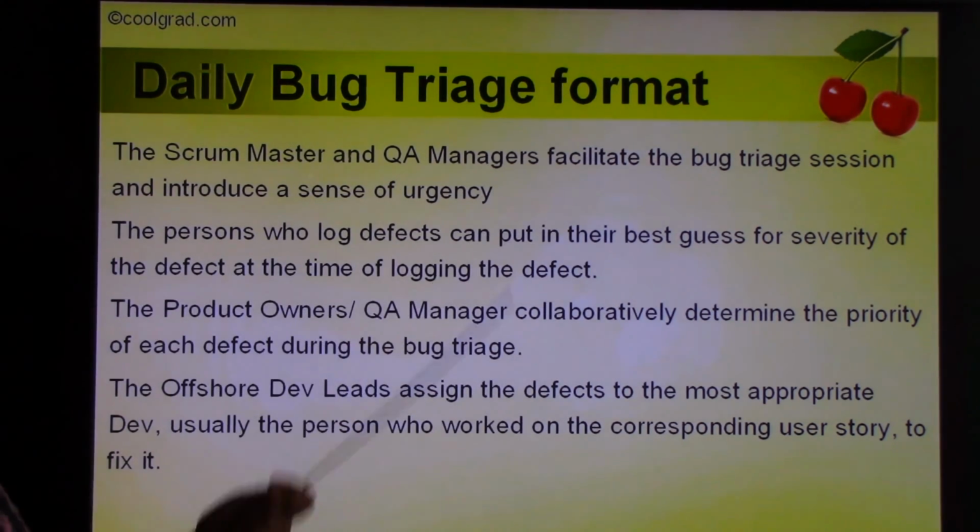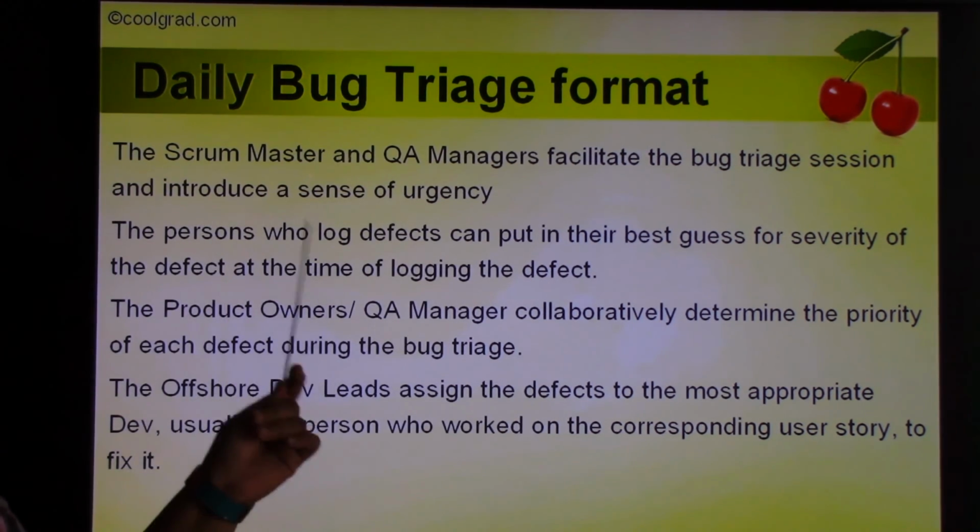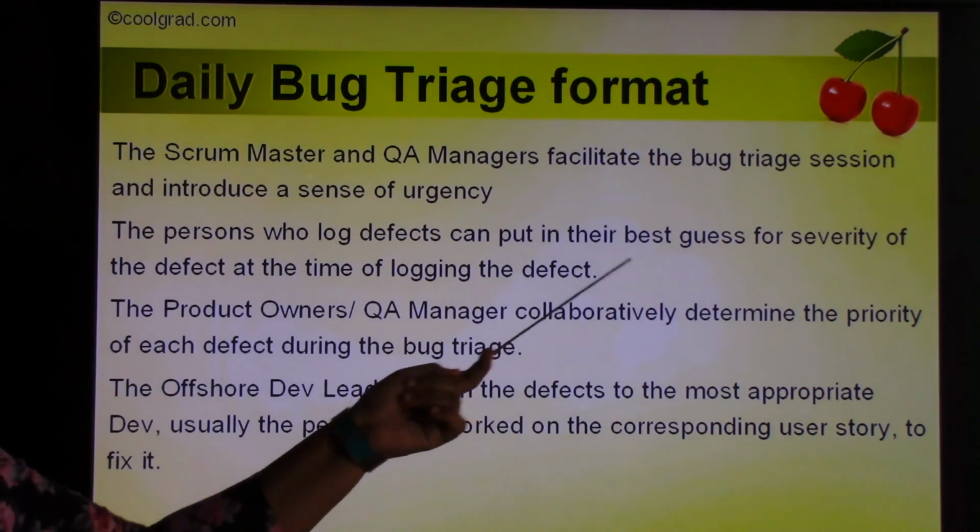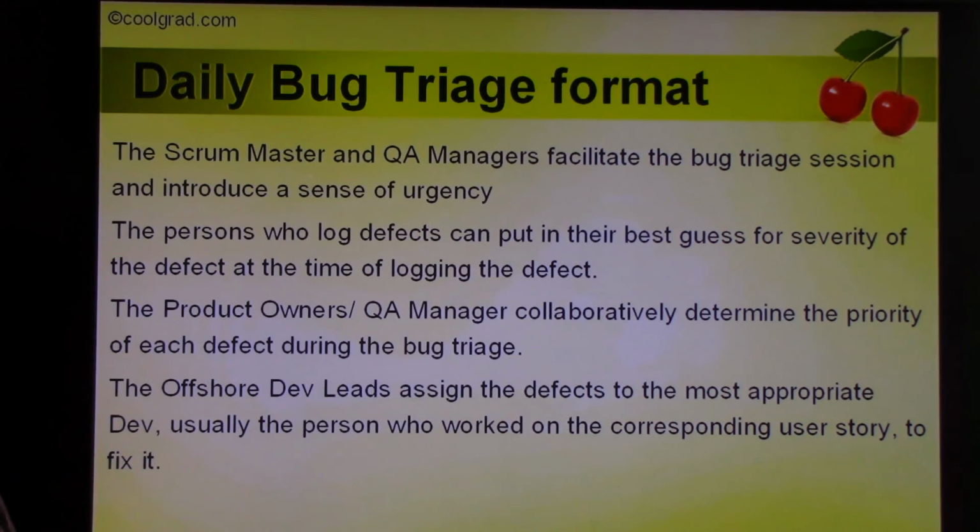The Scrum Master and the QA managers facilitate the bug triage session, and they try and introduce a sense of urgency. The person who logs the defects can put in their best guess for severity at the time of logging the defect. Product owners and QA manager collaboratively determine the priority of each defect during the bug triage.